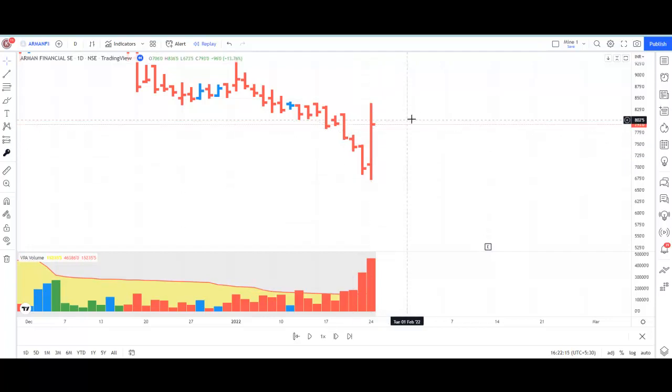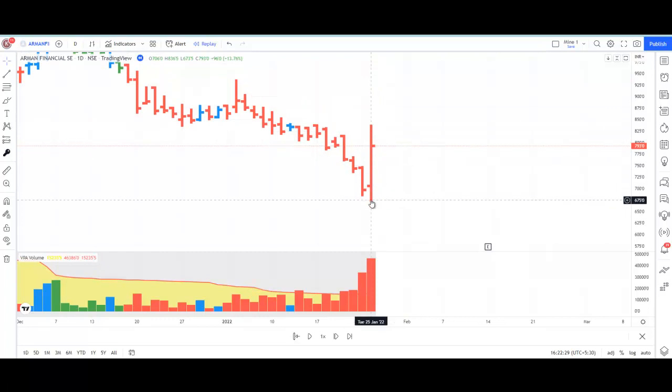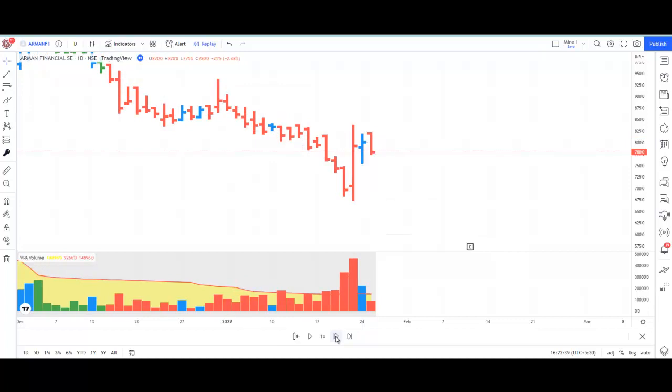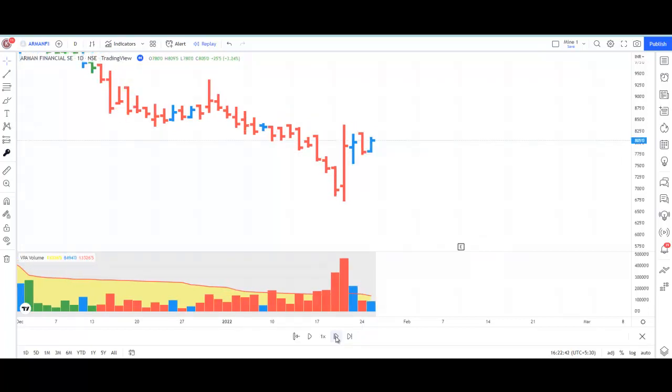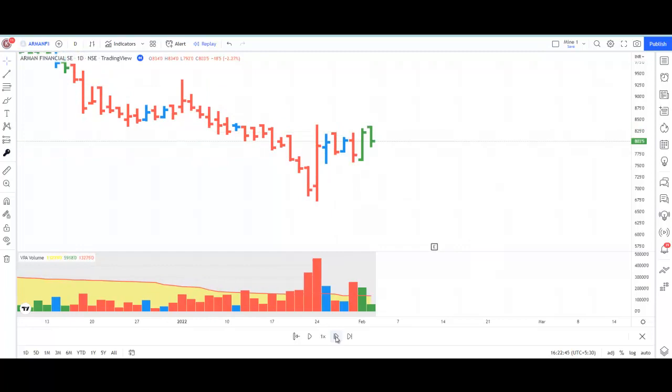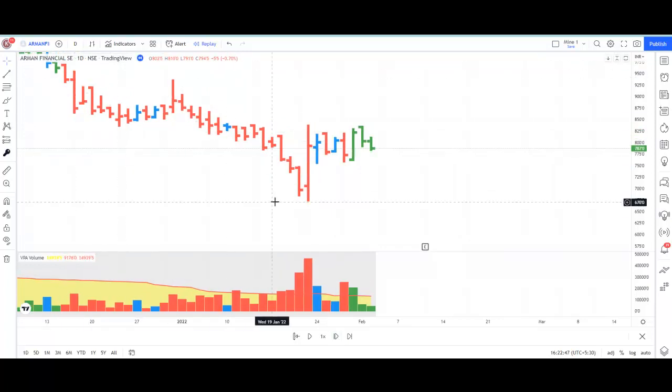So the supply has been overcome and the demand is stepping in, and the prices are moved higher. So let's see further how the price action plays out. We'll see the next bar. It has been moving sideways. So as you can see, the downside has been stopped and the price is moving sideways here.